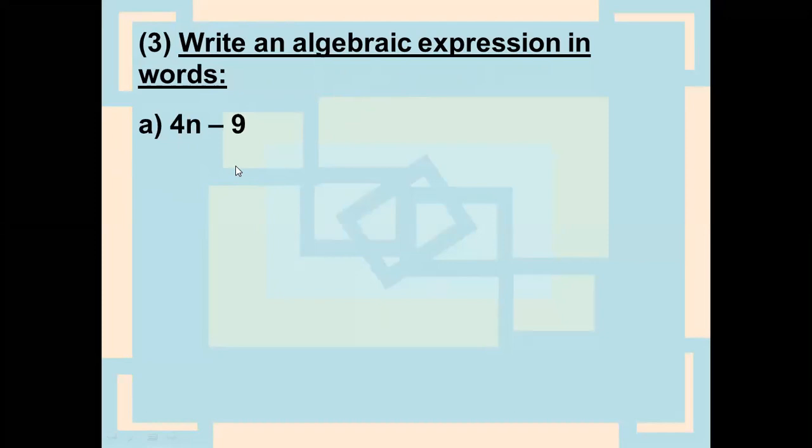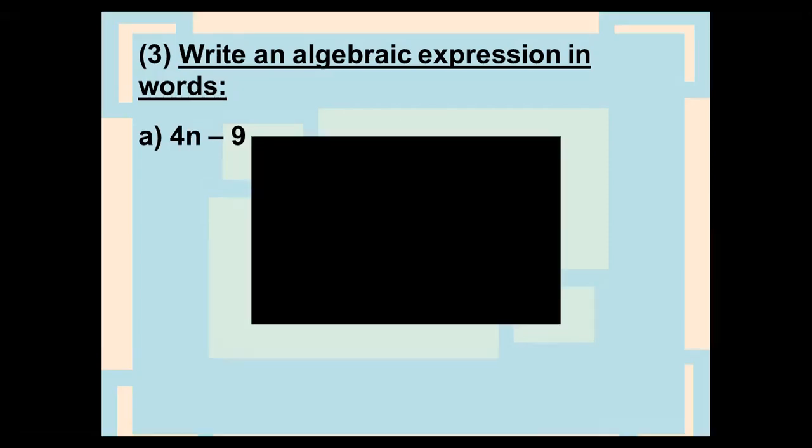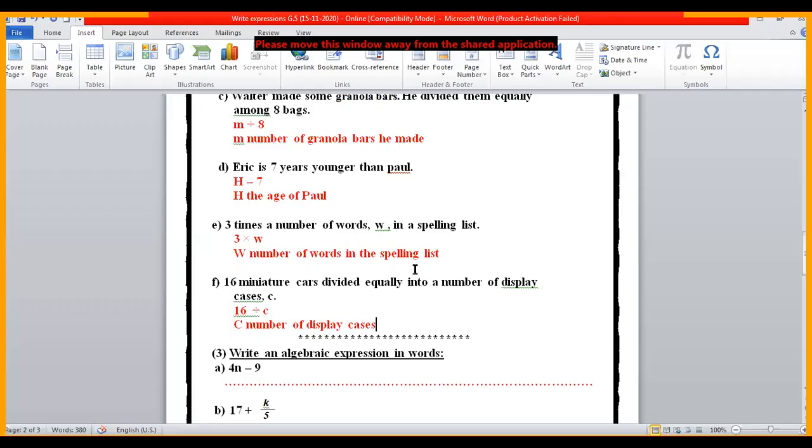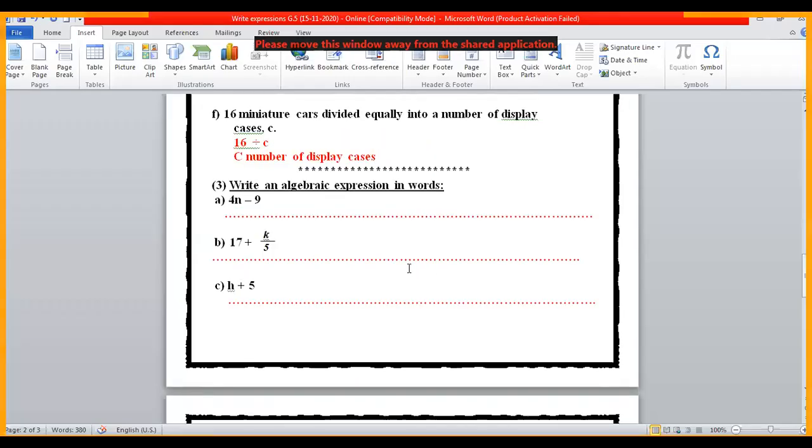You can write it in more than one way, by the way. For example, you can write... Mister, the screen moved. Sorry, you don't see the screen? Okay, no problem. You see the sheet now.